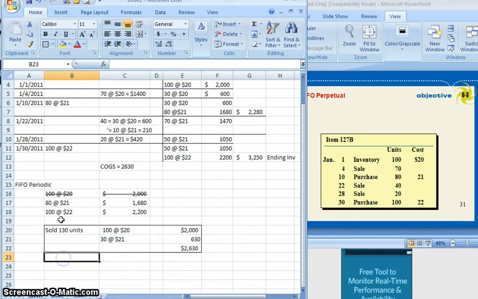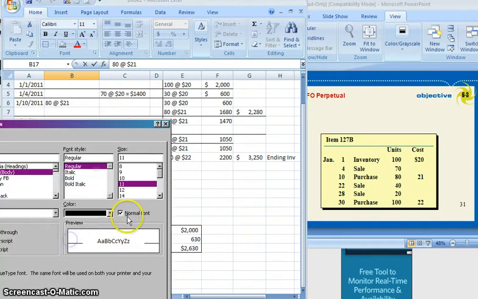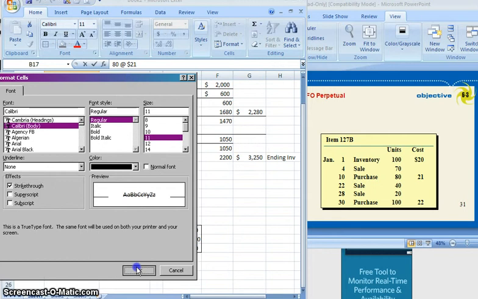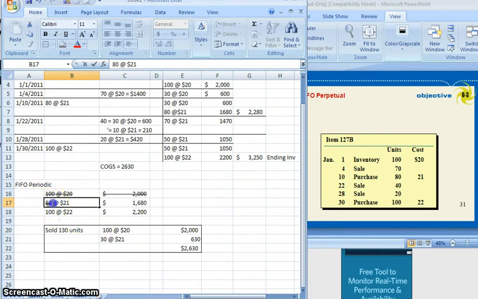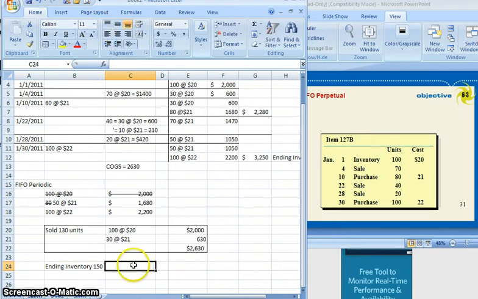The ones that are left in our ending inventory: what we're left with here, after we sold them, is 50, right? We sold 100 and we sold 30 of these. So what we're left with now is 50 at $21. Our ending inventory is 150 units.